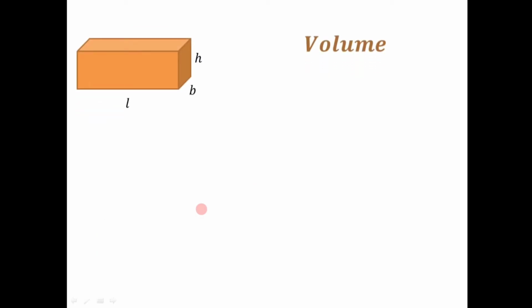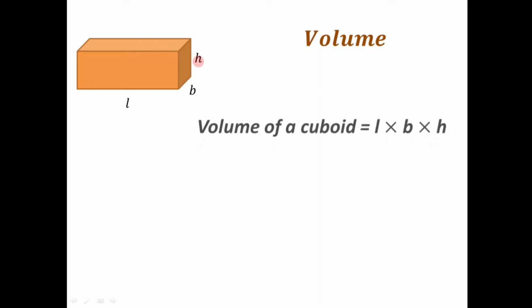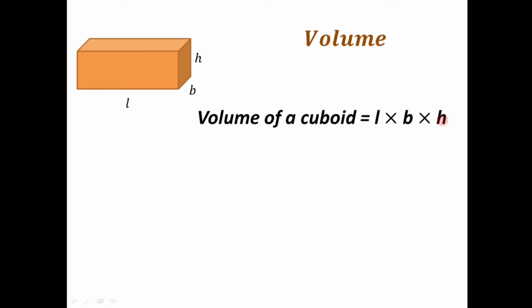Now let us find the formula for volume of cuboid. So for this one, consider a cuboid of length L, breadth B, and height H. Then the volume of this cuboid is given by the formula L into B into H.